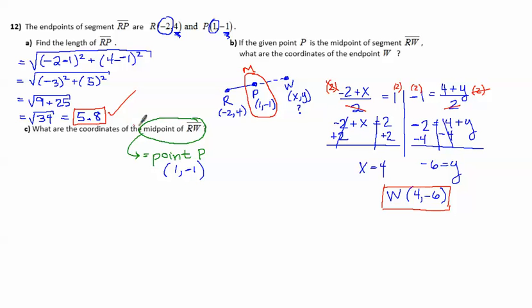And the last question, what are the coordinates of the midpoint of RW? Well, we were told that the point P is the midpoint of RW, so just read the coordinates from the given information. That would have been your answer for part C.